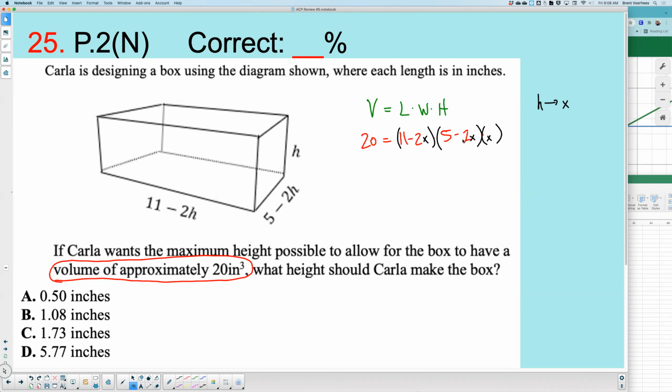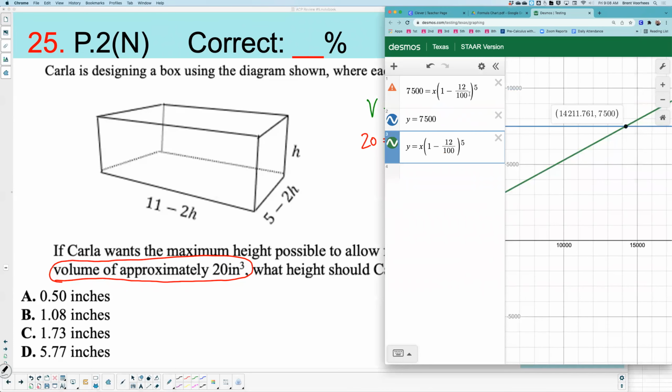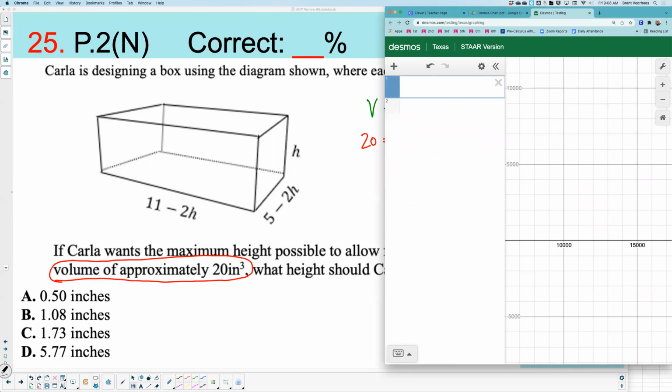So there's my equation. I'm going to go to Desmos and graph these. We have 20. That was the volume. It's supposed to equal the length, 11 minus 2x. And I'm looking over here. If you're wondering how do I remember this, I'm just looking at the dimensions. And that's going to multiply times the width, which is 5 minus 2x. And that'll multiply times the height, which we're saying is x.